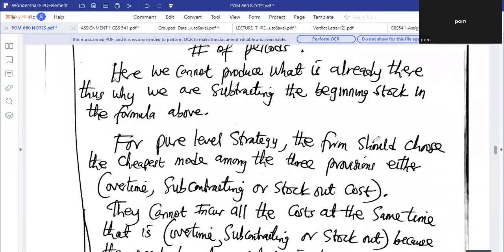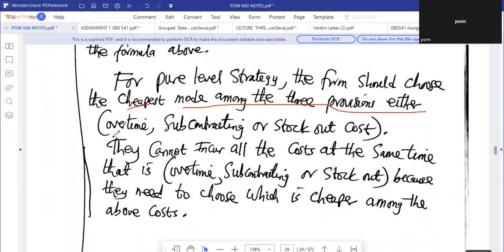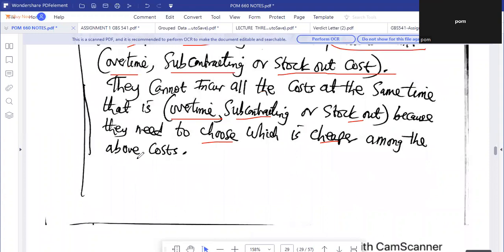So for pure level strategy, the firm should choose the cheapest mode among the three provisions, especially when they cannot produce to meet demand. So is it overtime which is convenient? Is it subcontracting which is convenient? Or is it stock out cost which is convenient for them? So they will choose. They cannot incur all the costs at the same time, that is overtime, subcontracting, or stock out, because they need to choose which is cheaper among the above costs.